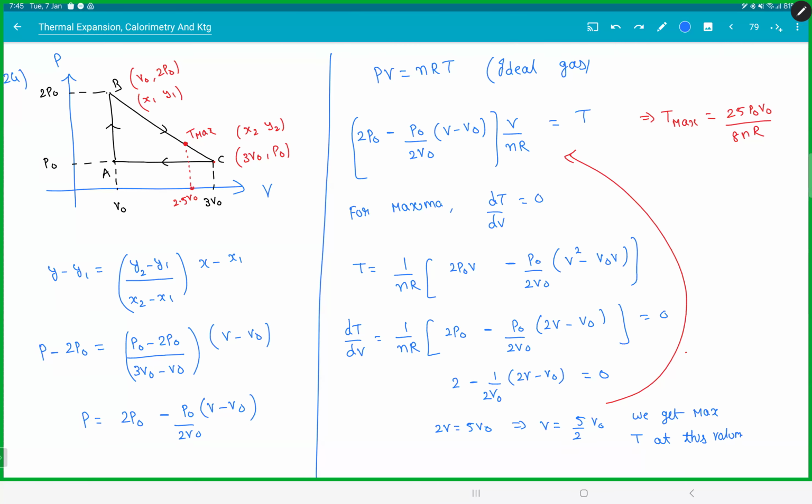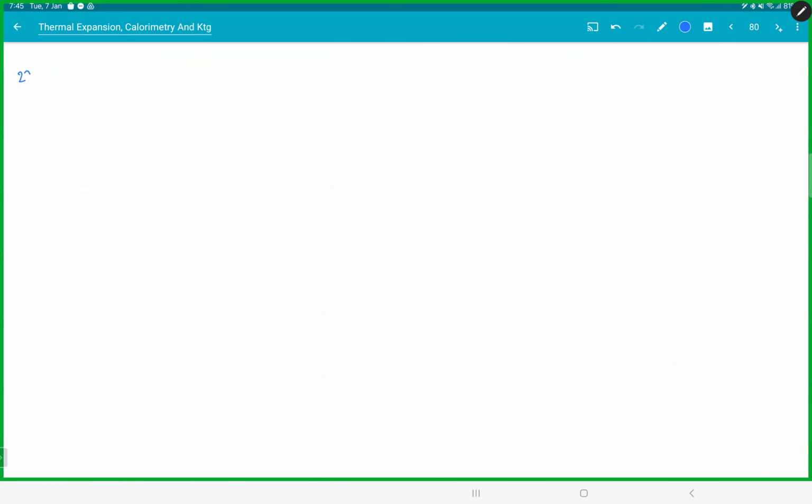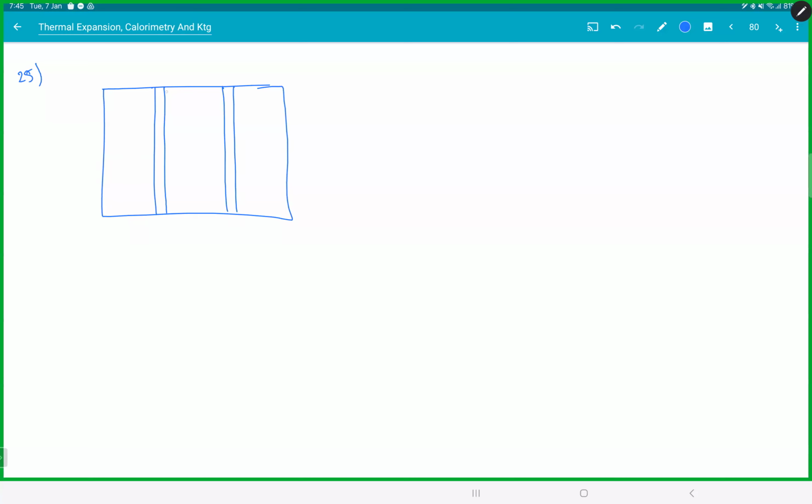Next one. So this is one type of question based on graphs. Now they can also ask you about physical systems. So let's say we have a piston here, a piston here. The whole thing is insulated. Between them, we have a spring here. It's a vacuum.